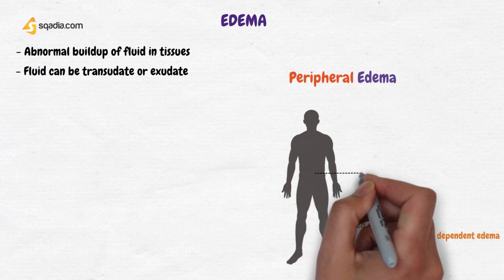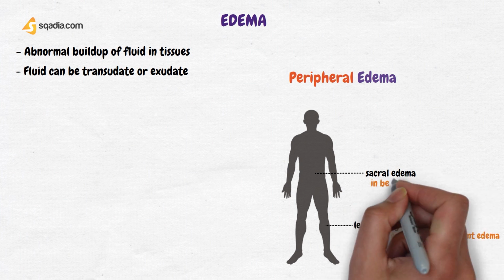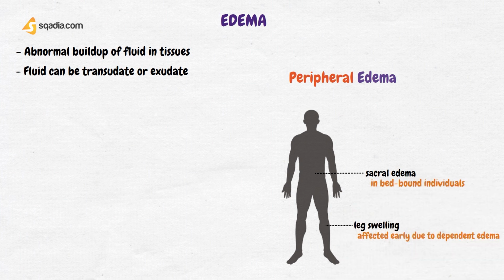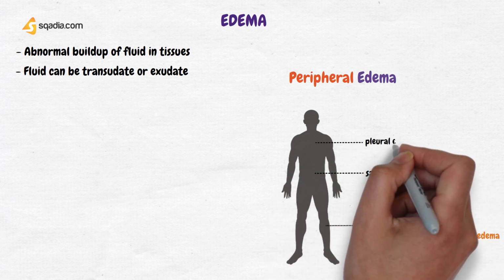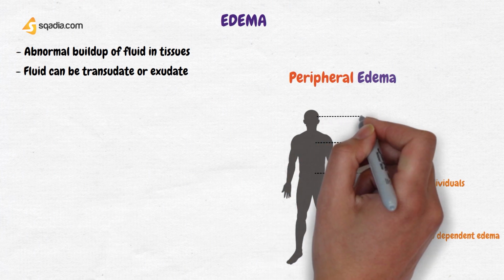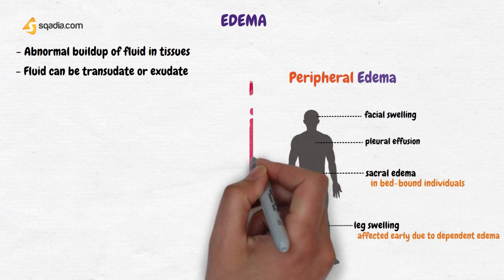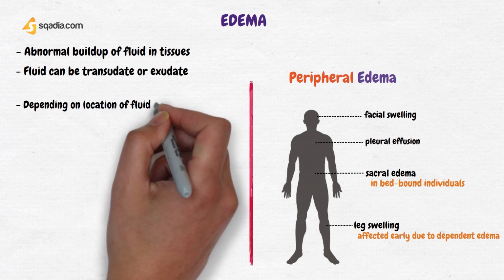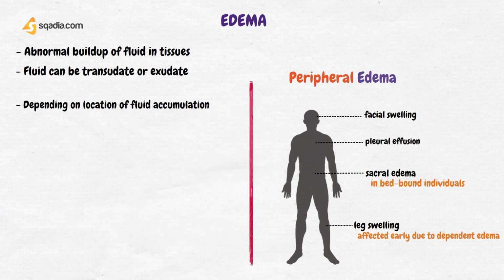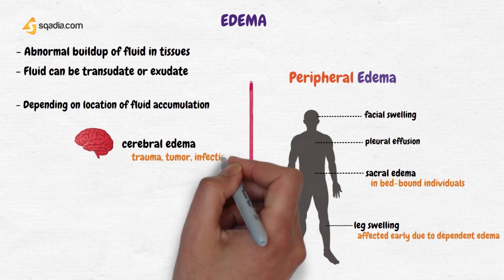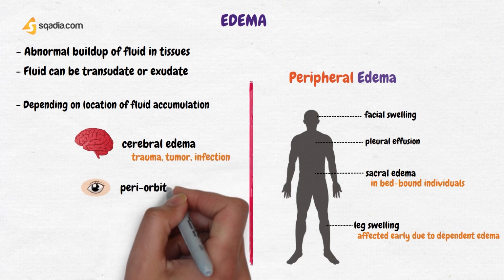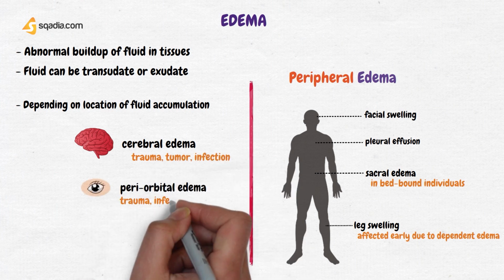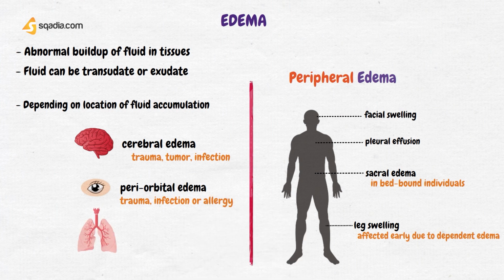Peripheral edema can extend from the legs to the sacrum, particularly in bedbound individuals. Pleural effusion and facial swelling may also occur on worsening. There are, of course, other types of edema depending on their location, including cerebral edema occurring due to trauma, tumor, or infection, periorbital edema due to trauma, infection, or allergies, and pulmonary edema due to left heart failure.